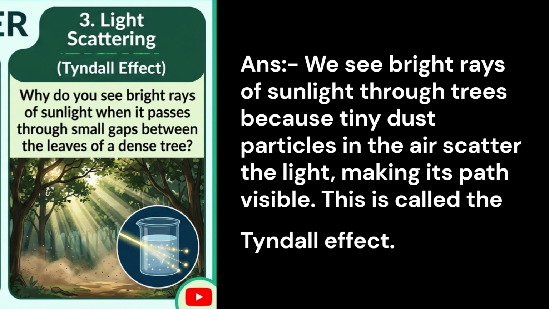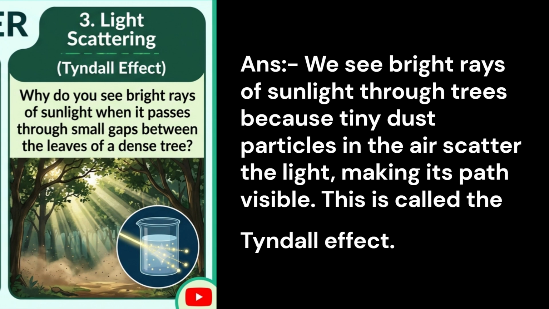Now the third question. It says, why do we see bright rays of sunlight through small gaps in trees? Like when sunlight passes through small openings between the leaves, we see bright visible rays in the air. This happens because the light gets scattered by the tiny dust particles present in the air. Because of this scattering, the path of light becomes visible to our eyes.